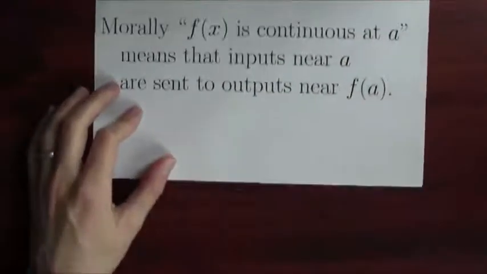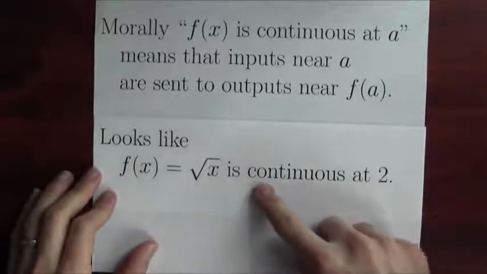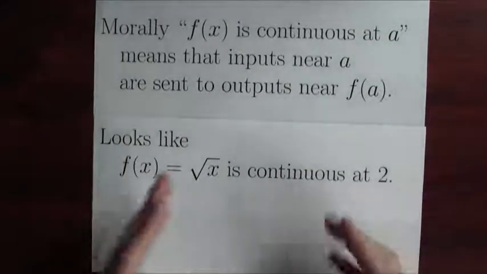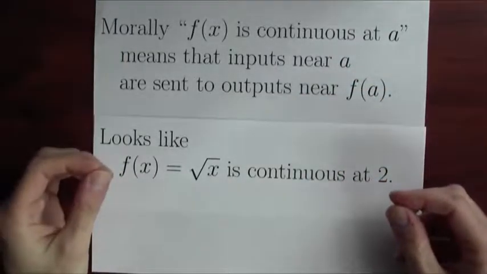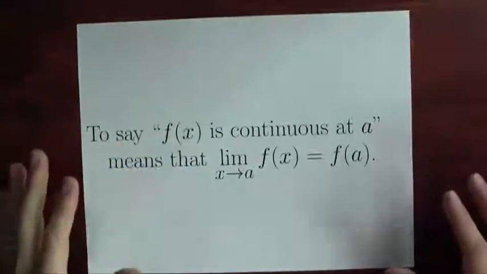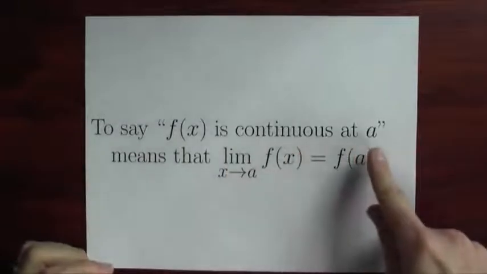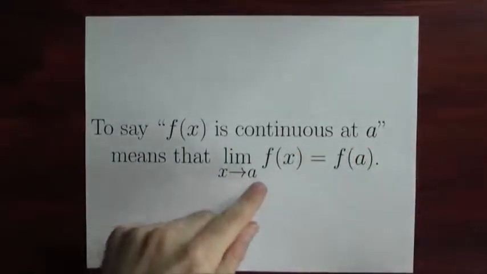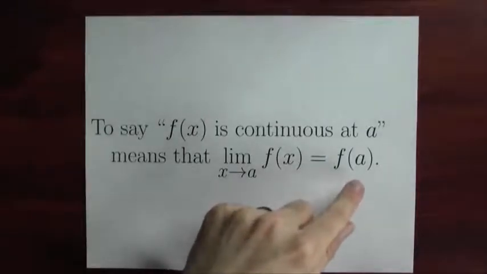From this perspective, it looks like the function f(x) equals the square root of x is continuous at 2, because inputs near 2 are being sent to outputs near the square root of 2. How do we make this intuition a little bit more precise? Here is a precise definition. To say that f(x) is continuous at a is to say that the limit of f(x) as x approaches a is equal to f(a).